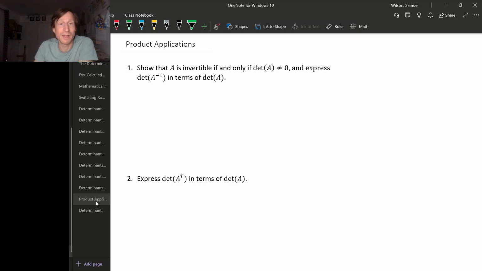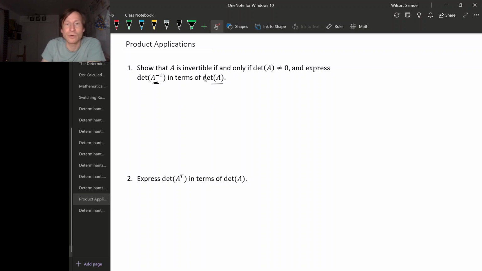Now that we know that the determinant of a product is the product of the determinants, let's use that to calculate a couple more facts about determinants. So let's show that A is invertible if and only if the determinant of A isn't 0, and let's also express the determinant of the inverse in terms of the determinant of the original.